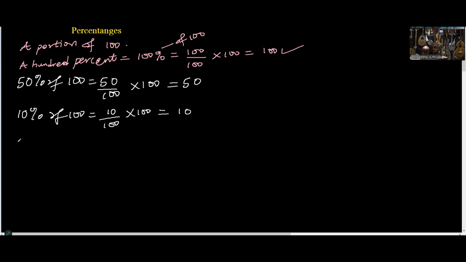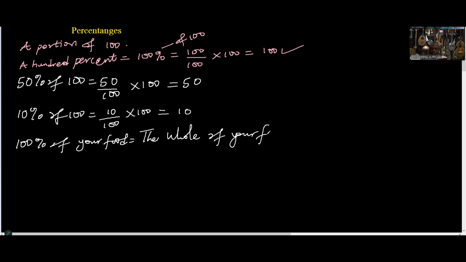The implication is that if I say 100% of your food, this is going to be the whole of your food. The whole of your what? Your food. What if I say 50% of your food? So this is going to be half of your food.